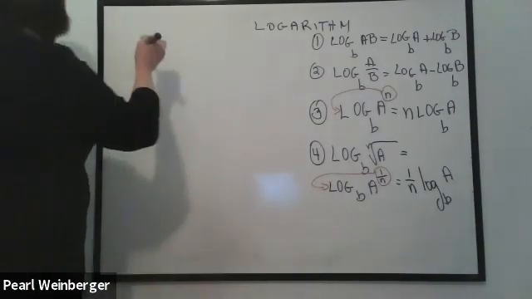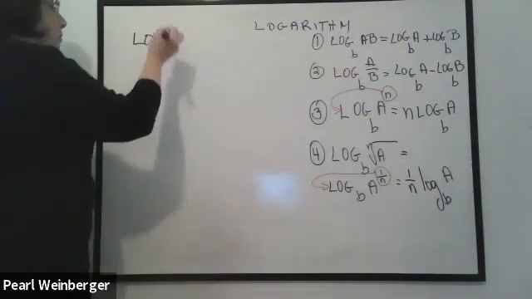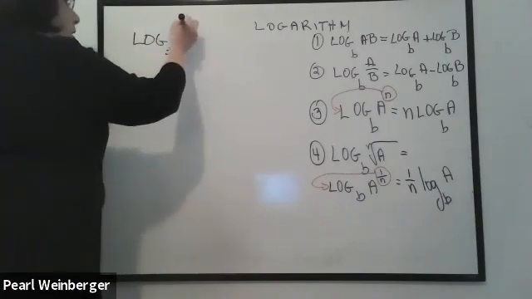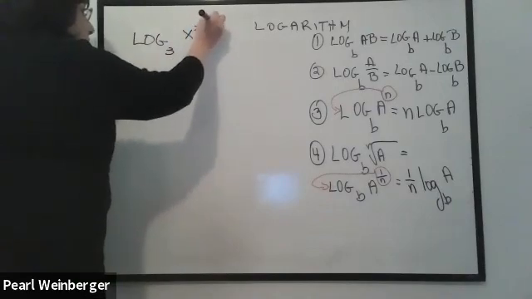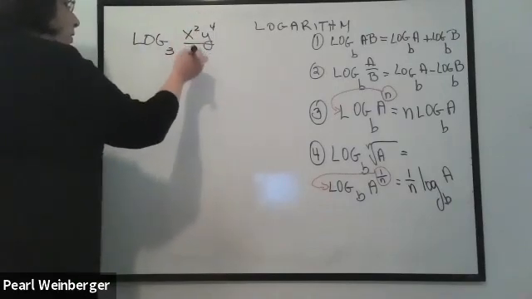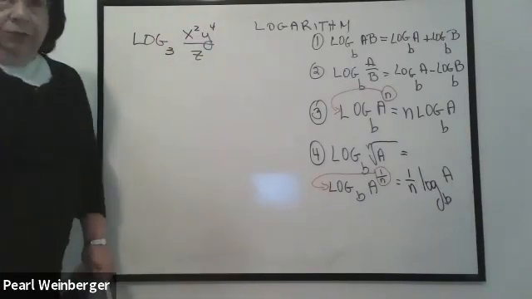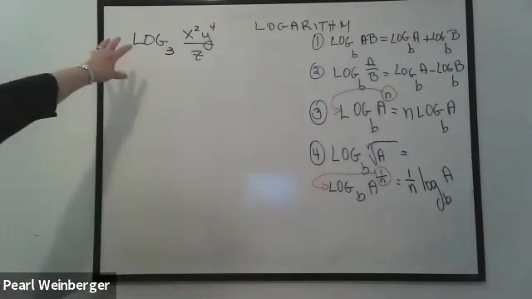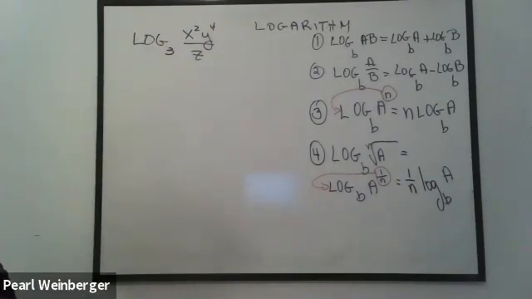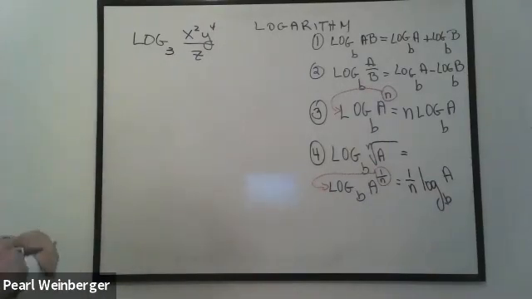So let's say I had something like this: the log base 3 of x squared y to the 4th divided by z. I have this expression where I'm telling you what I'm doing to the x, the y, and the z, and I want to write it in terms of what I should do to the logs. This is what's called expanding in terms of the logs.